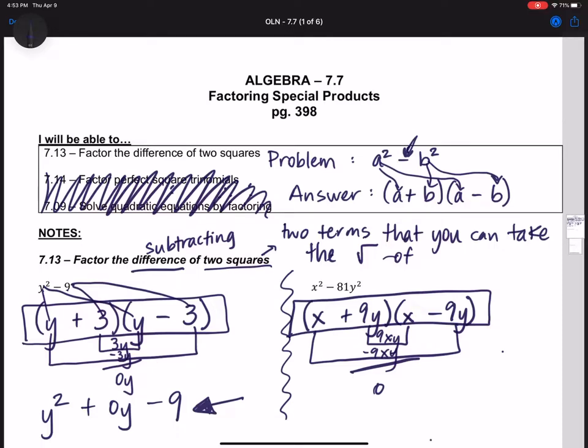So that is your problem's answer. All right. Once again, if you don't like that, x squared plus 0xy minus 81y squared, you can factor that with whatever method you've been doing from 7.5 and 7.6, and you'll get the exact same answer of this guy right here.